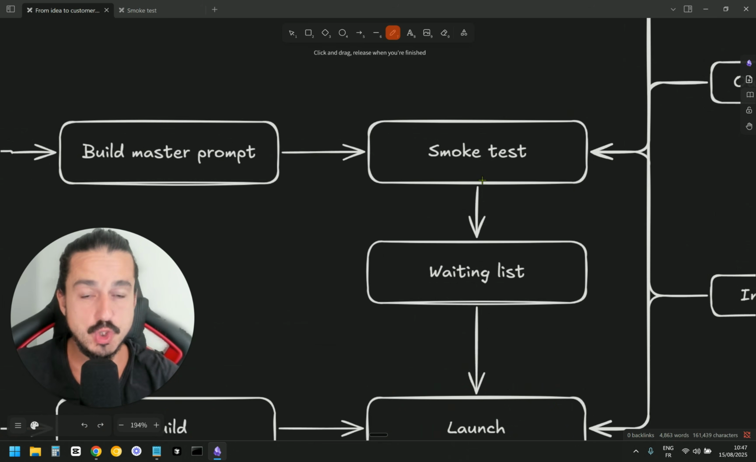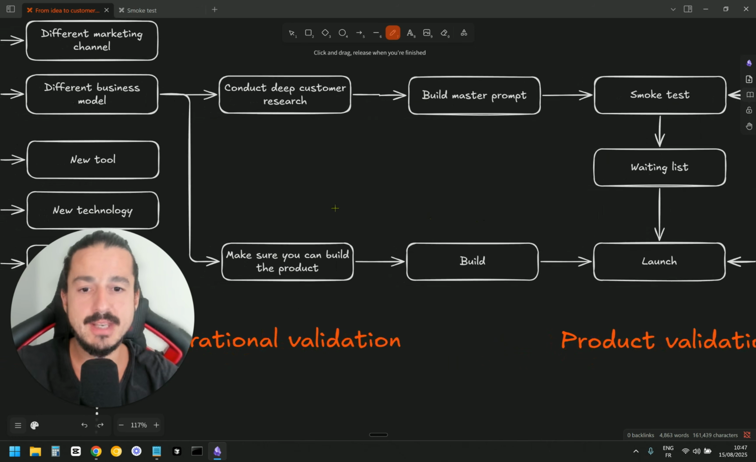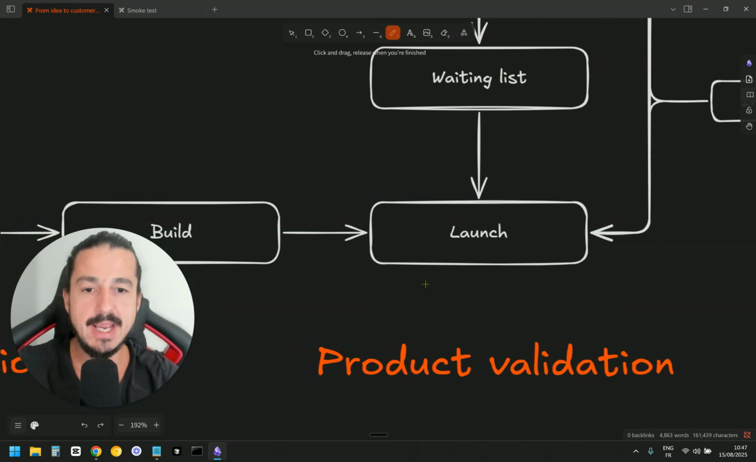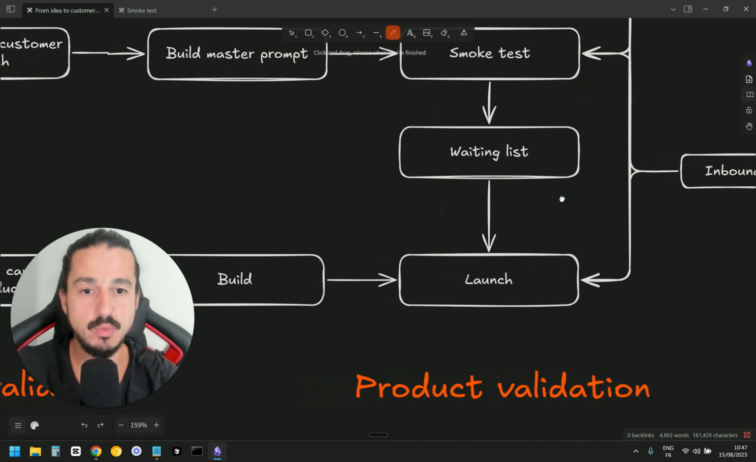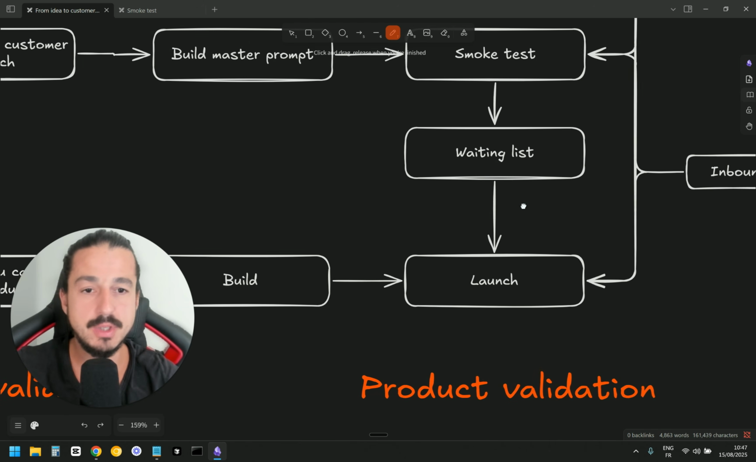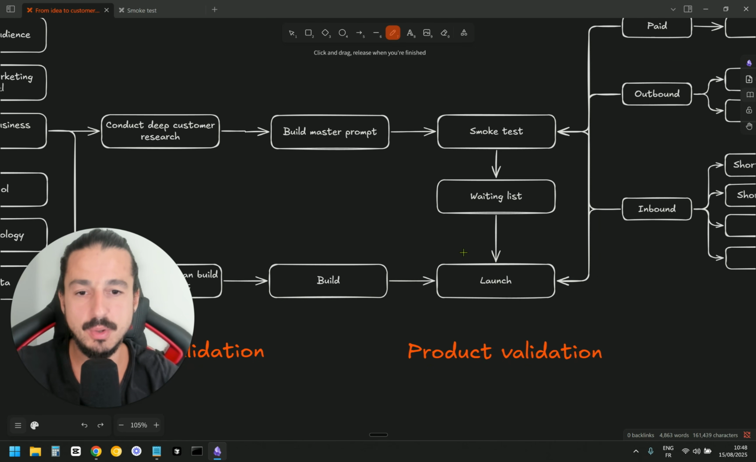Okay, so that's it for the smoke test. I think you got it by now. You basically gather information and validate demand here. At the same time, you make sure you can build the product, and maybe you build it. And once you have enough people on your waiting list, it's just up to you how long you want to wait, or just validating if you have a dozen would be enough. You can simply launch right away. But at this point, when you launch, you know that you have a product that would work.